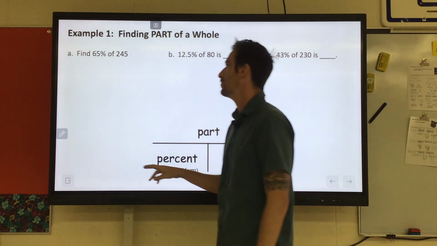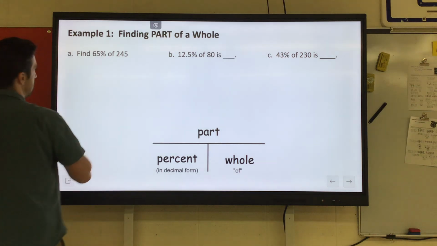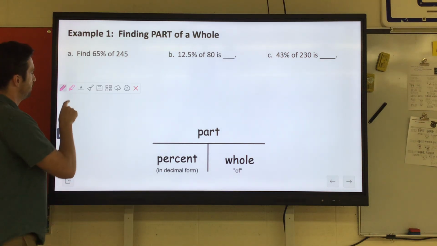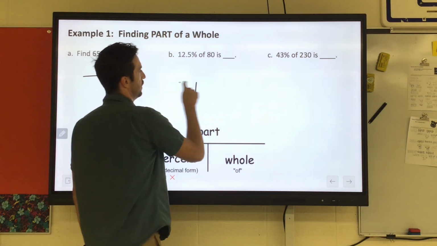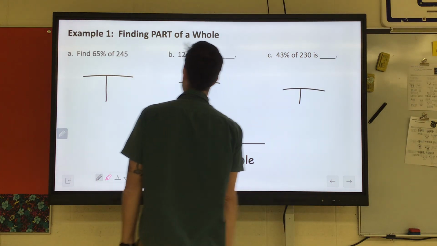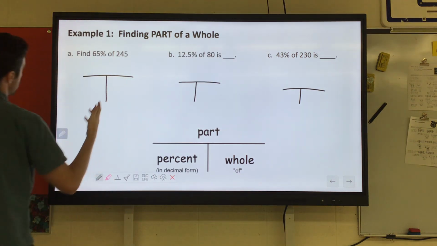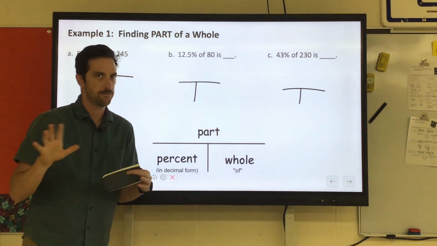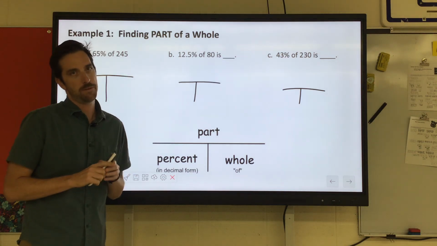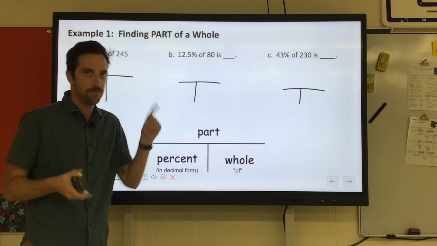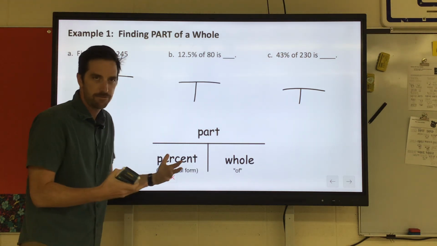So let's sketch ourselves 3 little percent T's here for this problem. There's a T, and a T. So for this first one, we're just going to be finding the part for each one of them. Again, they're going to get mixed and matched, so it won't be like find the part every time or find the whole. You'll have to figure that out.